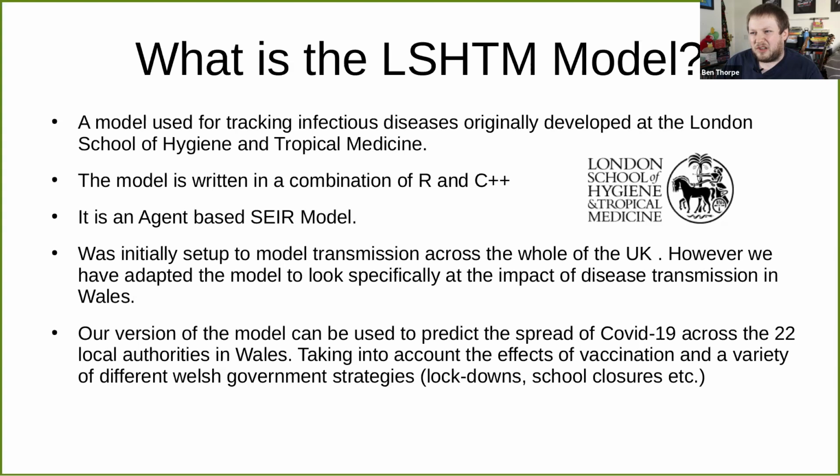So a bit of background on the model we're using, because it was already a pre-existing model. It's the LSHGM model, developed by the London School of Hygiene and Tropical Medicine. It's written as a package within R. The underlying model is written in C++, and R is used to interface with that, to handle all the data wrangling and do all the plotting. It's an agent-based SEIR model. I will get onto what that exactly means further down the slides, but it was initially built to simulate the spread of infectious diseases across the UK, and this is a generic model.